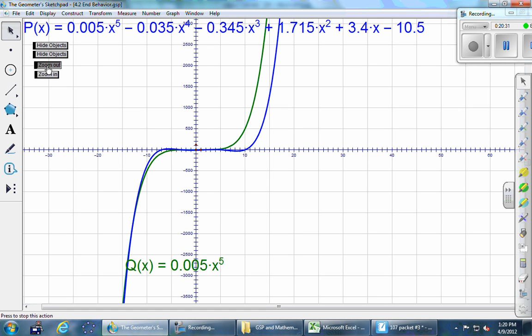So the point is this. If you only look at the leading term, which is this 0.005 x to the fifth, and you know what the graph of the leading term looks like, which is generally pretty easy, it looks like x cubed, it's the green. Then you can tell me what the blue is going to look like at the far right and at the far left if I take this zoomed out perspective. So the point of all this is that if you know what x to the fifth looks like, up and to the right and down and to the left, then you can tell me that this whole long complicated thing in blue looks the same if I zoom out far enough.